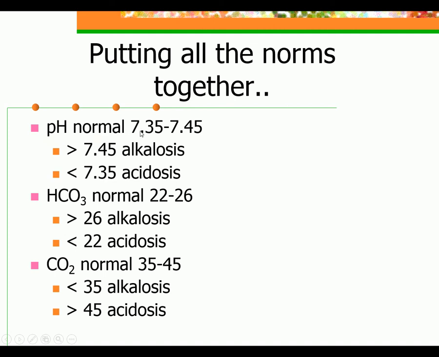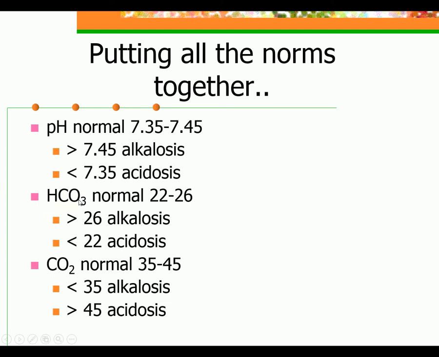pH, what was the normal? 7.35 to 7.45. Anything greater than 7.45 is alkalosis, too much base. Anything less than 7.35 is acidosis, too much acid. So this is hydrogen ions we're talking about here. Either we've got too much hydrogen ions or not enough hydrogen ions.